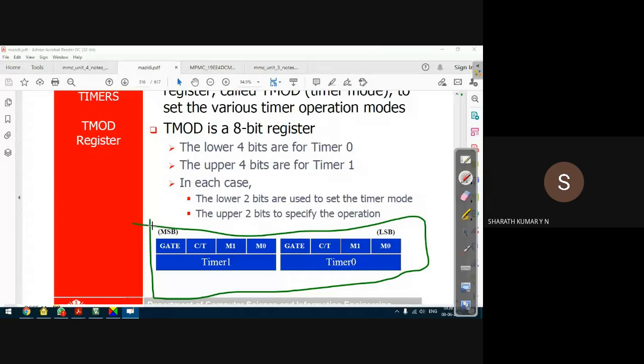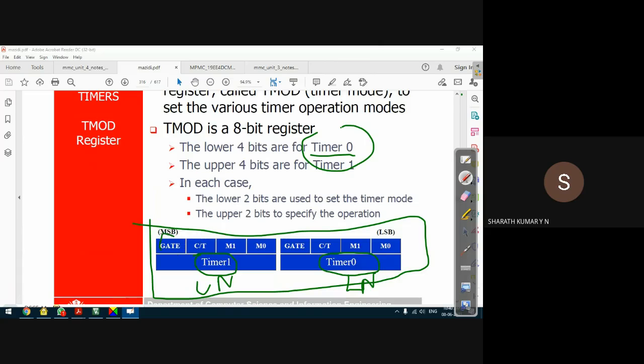So this is the TMOD register. This is the lower nibble, and this is the upper nibble. The lower nibble, which corresponds to 4 bits, is used for timer 0 operation; it will control the timer 0 operation. The upper 4 bits will control the timer 1 operation.